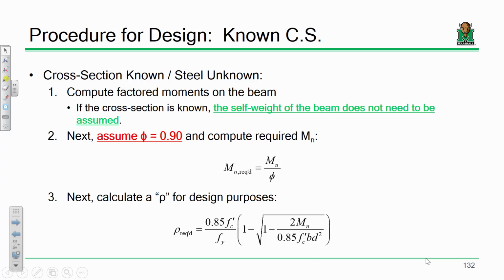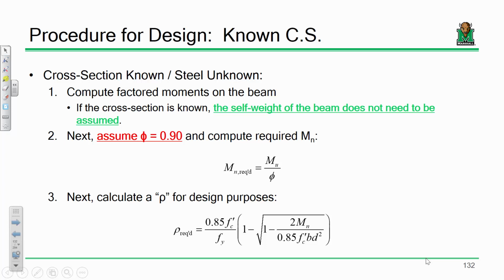less steps in the middle because we don't have to solve for a b or d. We don't have to figure that out because we know what that is. So the first step is to compute the factored moments, but that also is a little bit easier. In the unknown cross-section design situation, you don't know what the beam looks like. So because you don't know what the beam looks like, you have to guess what the beam looks like, which means you have to assume how heavy it is. But if you know what the beam looks like, then you don't have to do that, okay? You can compute it directly.